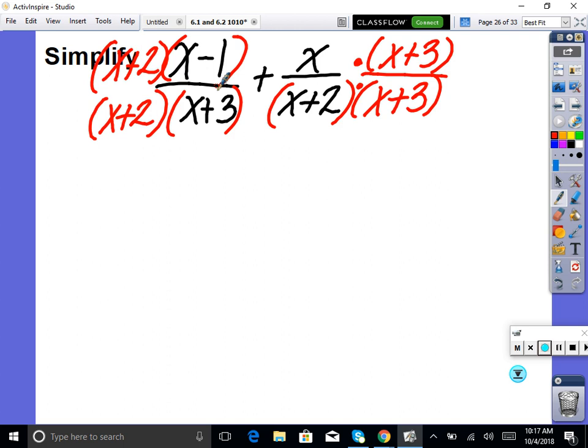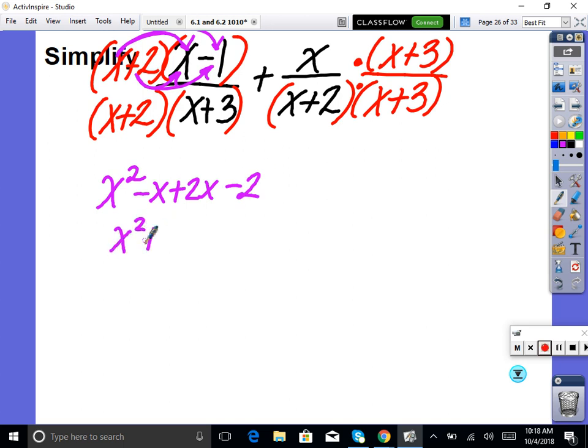Okay, what is your next step? Multiply out the numerator only. You're correct. So just ignore the denominator, people. x times x, x squared. x times negative 1 is negative x plus 2x. And then we have minus 2. Combine like terms. So we have x squared plus x minus 2. Then I cross it out. I've done that. Then I have a plus sign.